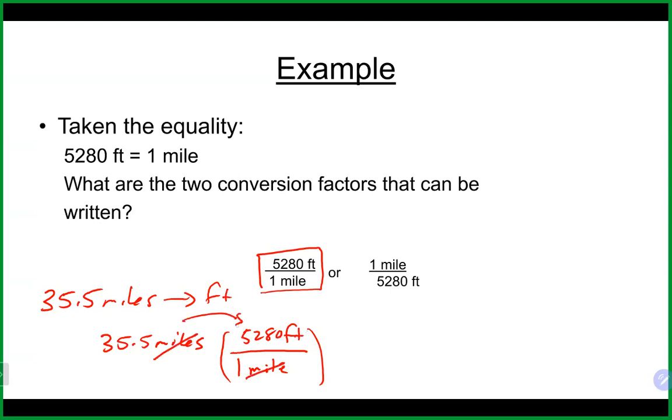We're going to multiply here. That's going to give us 35.5 times 5,280, which gives us 187,440 feet. First off, any questions on the setup? That is how you need to set up everything, yes, with the units and this dimensional analysis approach.